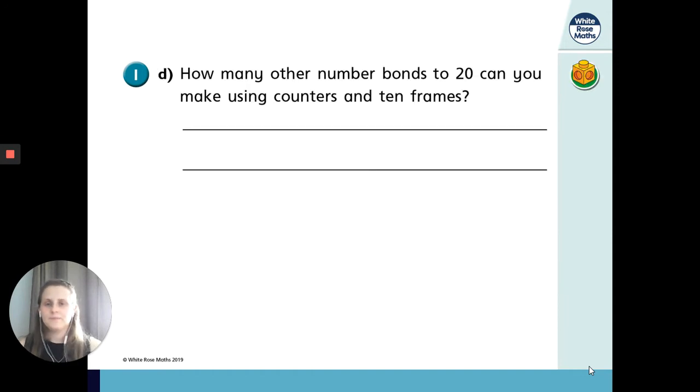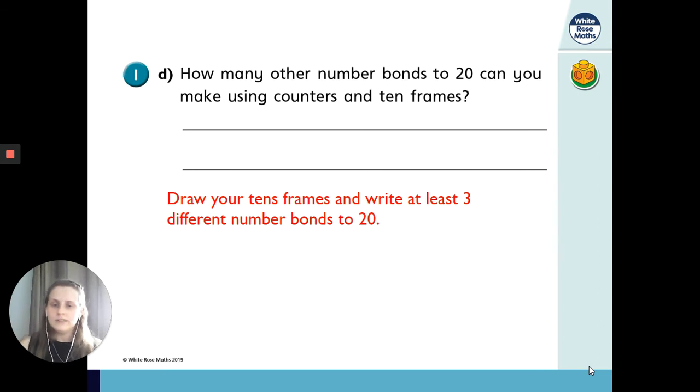Okay. So, how many other number bonds to 20 can you make using counters and tens frames? So, draw your tens frames and write at least 3 different number bonds to 20. So you only have to do 3. You can do more if you want to do all of them, but you only have to do 3, please. So draw your tens frame like in the last question and show me the red ones and the yellow ones to do your working out.